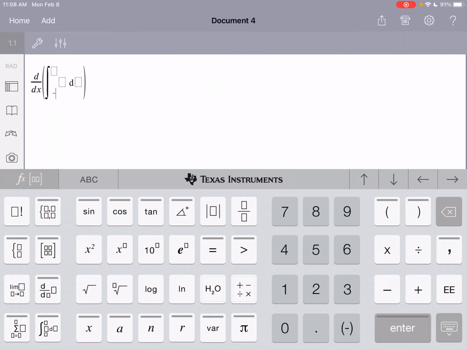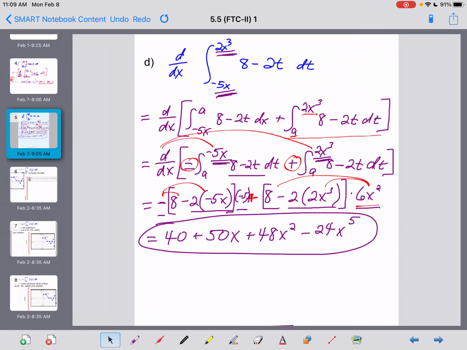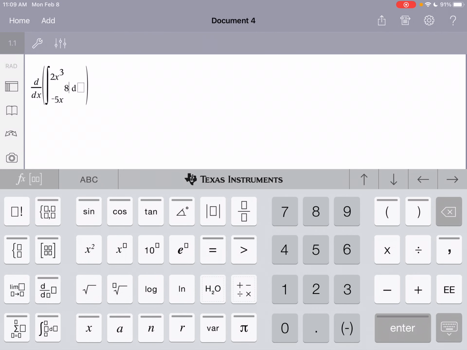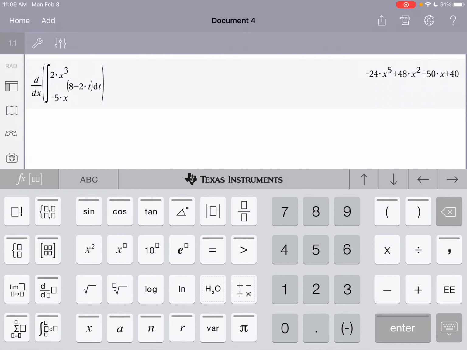Lower limit of integration, negative 5x. Again, hit the tab, or I thought for you guys the right arrow would have worked, but for me I got to hit the up arrow. And then it went to a 2x to the 3rd power. Gotcha. And now our integrand, everybody, was 8 minus 2t taken with respect to t. So in the middle here, 8 minus 2t, with respect to t. So let's see if the calculator gets the same answer that we got.